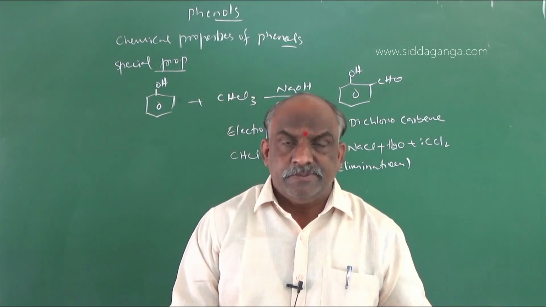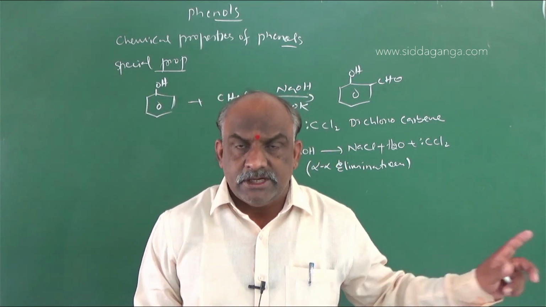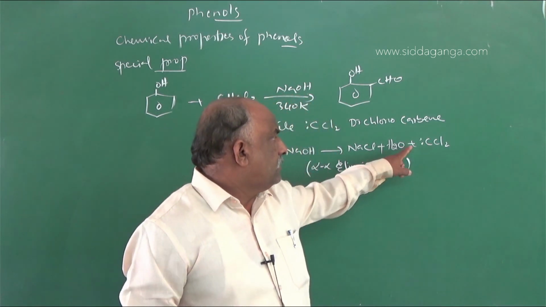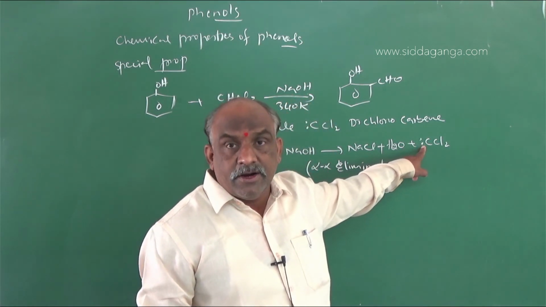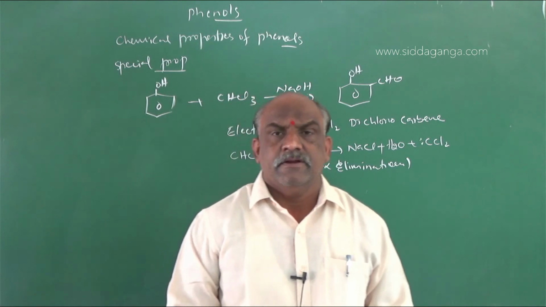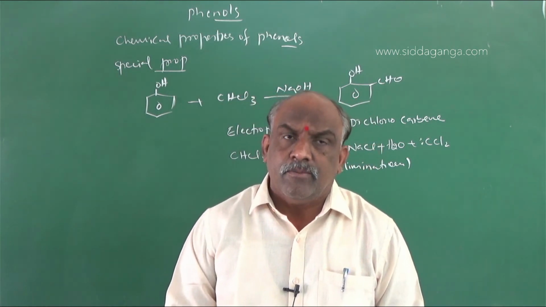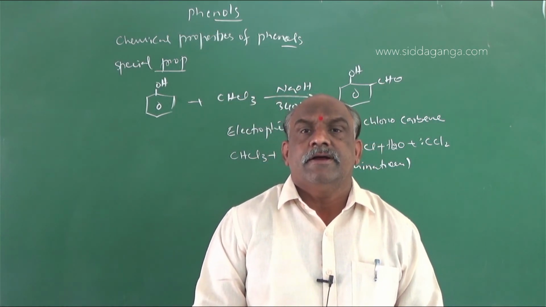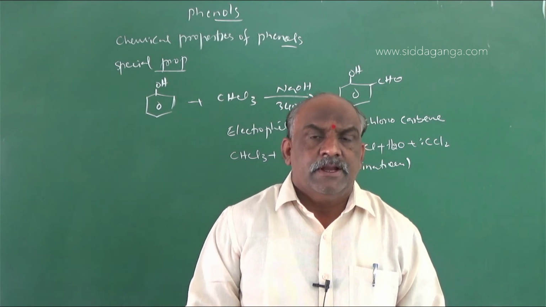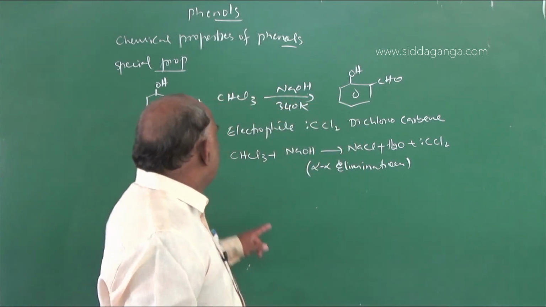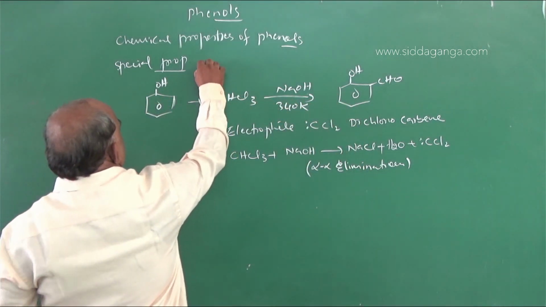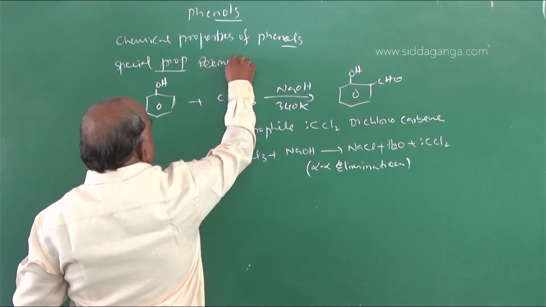is not an octet. It is a neutral species, a highly reactive neutral species. It has a lone pair and an odd number of electrons. It is a carbene. Dichlorocarbene is an important point regarding the Reimer-Tiemann reaction. And this reaction is the Reimer-Tiemann reaction.